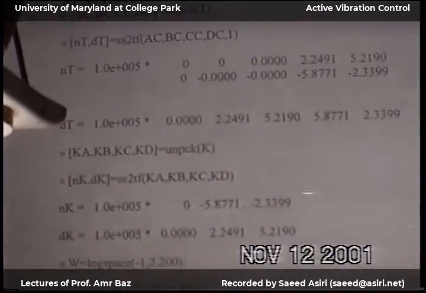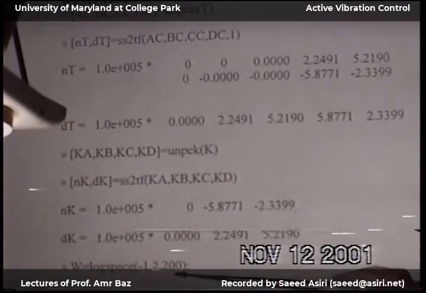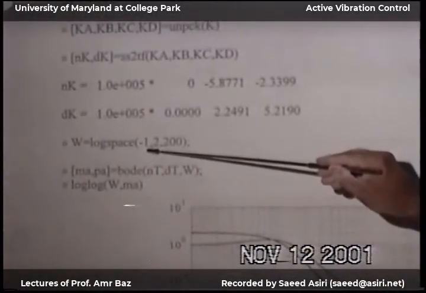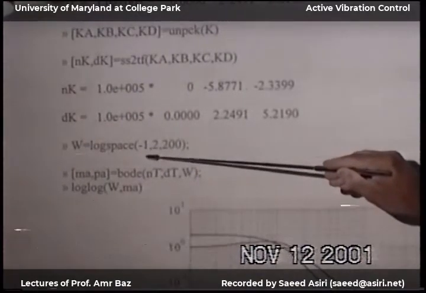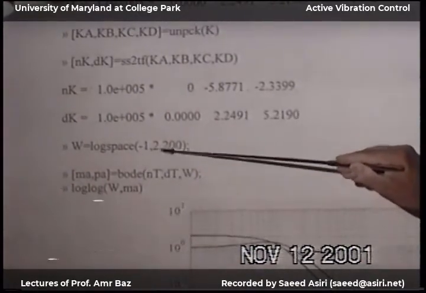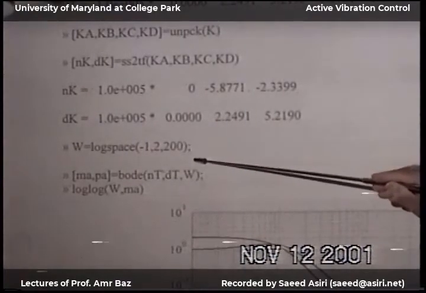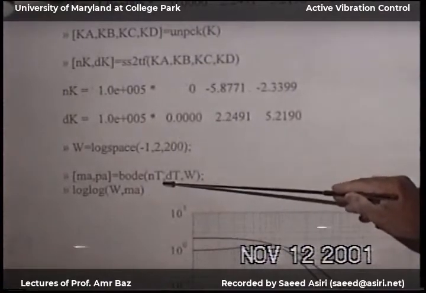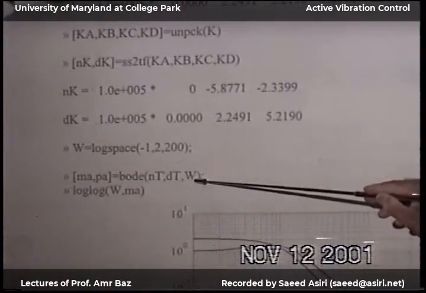Now I'm going to write how this will look on the Bode diagram. So I select a frequency range. The frequency range is from minus 1 to 2, and I divide it into 200 steps. Minus 1 means frequency 0.1 radians, until 100. I'm going to plot only the cosensitivity: numerator, denominator, and W, which is the frequency.